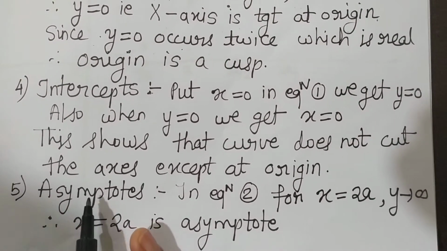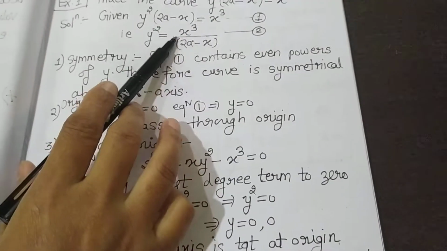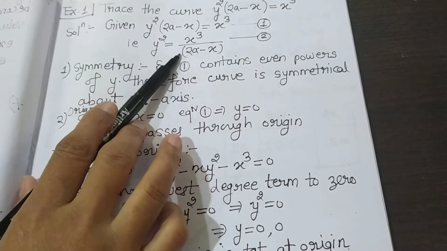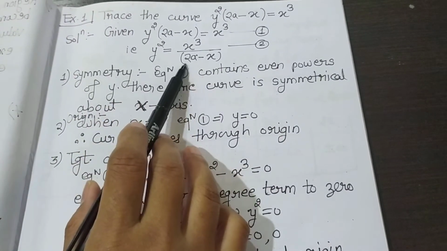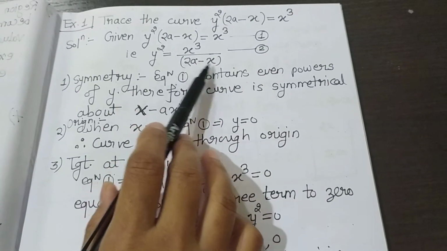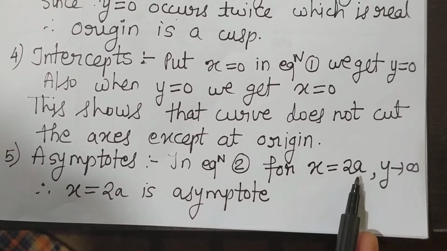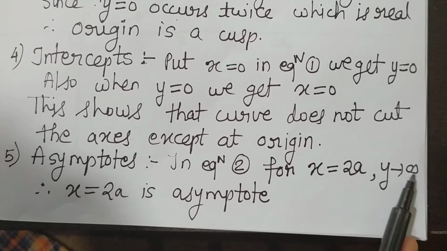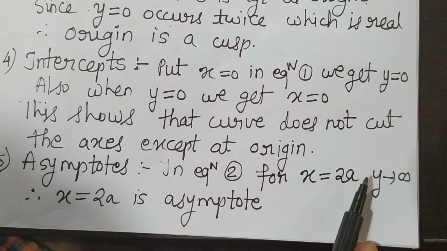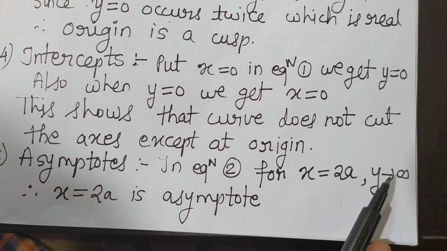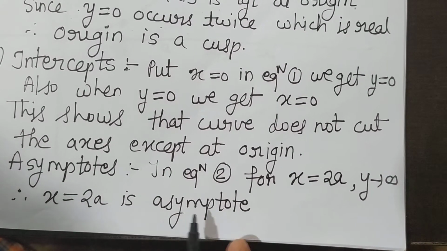The next point is asymptotes. In equation 2, where we have written y completely in terms of x, just equate the denominator to 0. The denominator is 2a minus x; equating to 0, we get x is equal to 2a. So when x is equal to 2a, y tends to infinity, since anything divided by 0 is infinity. Therefore x equal to 2a is an asymptote.